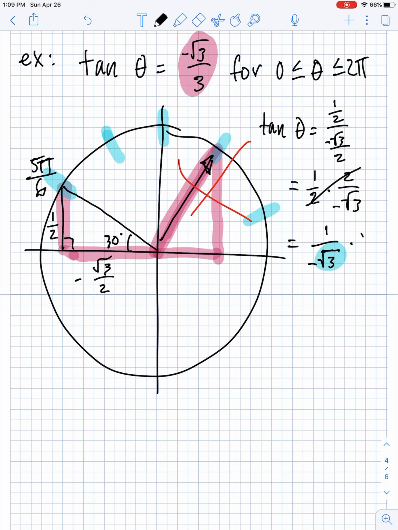So you've got to blast this guy with a root 3 over root 3, which is allowed because it's a giant 1, so I'm not actually changing it. And then you get a root 3 on top, but then root 3 times root 3 is root 3 squared, and the square and the square root cancel each other out. So you get negative 3 on the bottom, which is the same thing as negative root 3 over 3. You guys, OMG, we found it. See, this negative root 3 over 3 in purple, that's what we were looking for. So that's an answer. That means theta is 5 pi over 6.